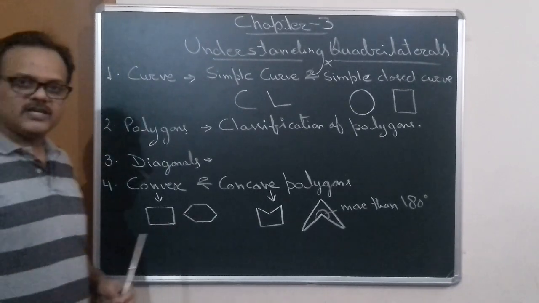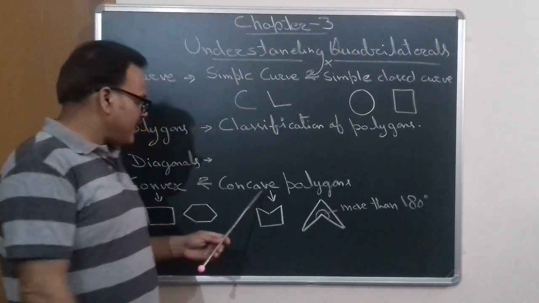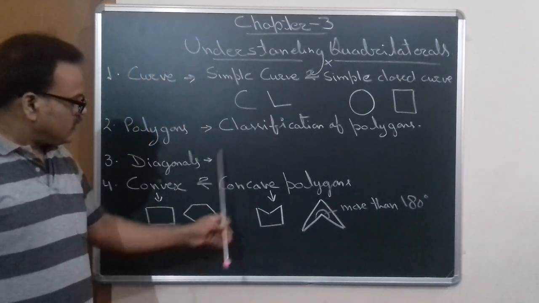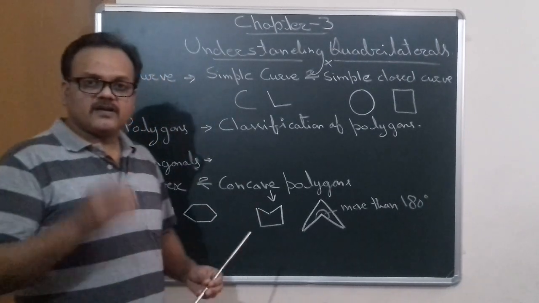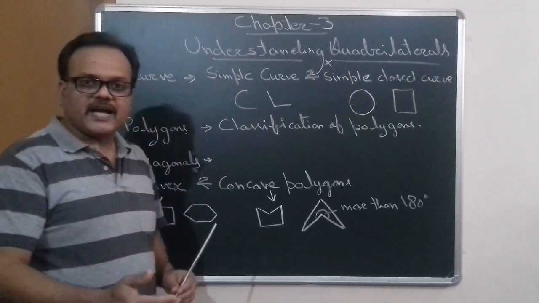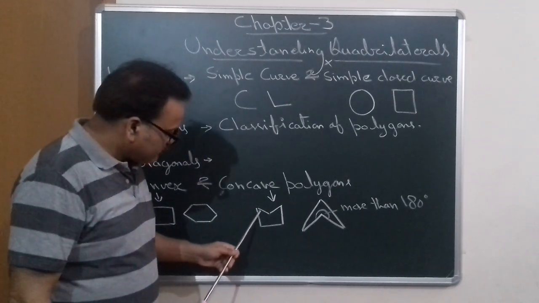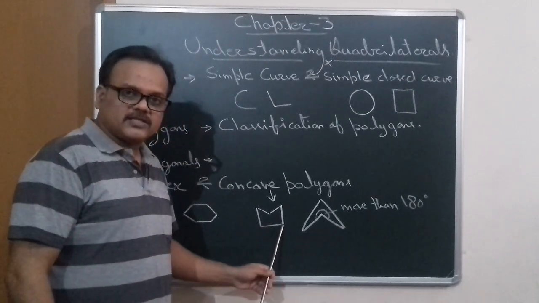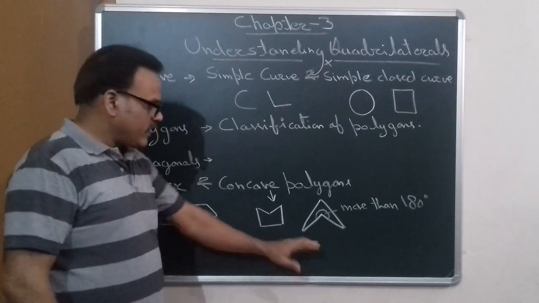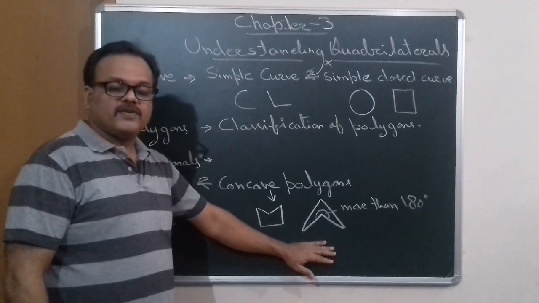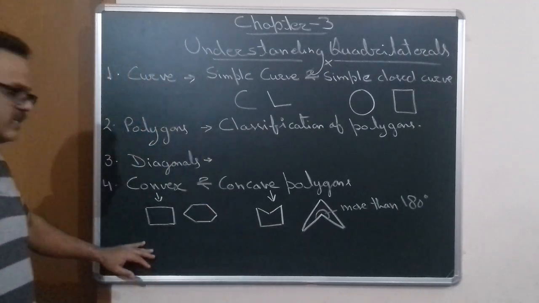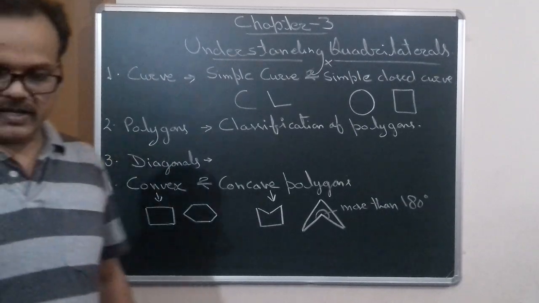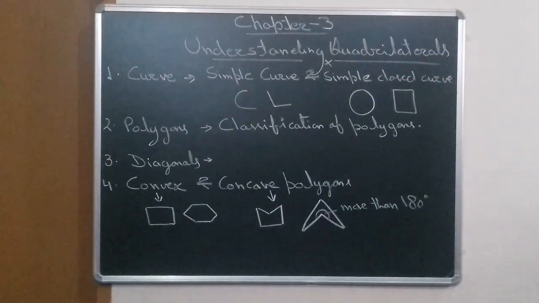Clear? One more thing: concave, as the name says, cave means a den, hollow inside. So see the figure, this and this, the shape is like this. So you can easily remember which figure is a concave or a convex polygon. Okay, come to next.